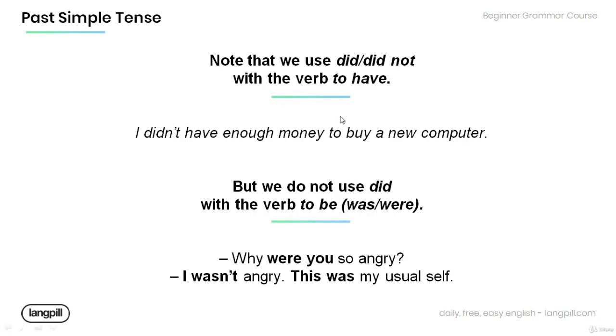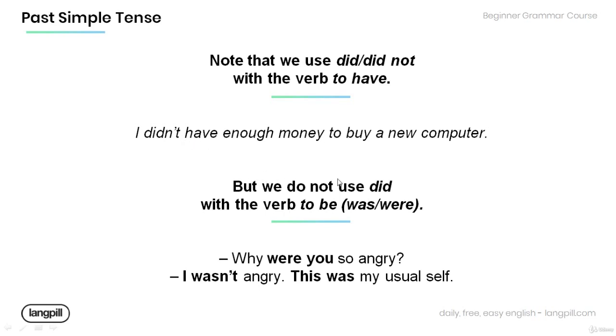Note that we use did or did not with the verb to have. Have a look at the sentence below. I didn't have enough money to buy a new computer. Note how we used didn't with the verb have.